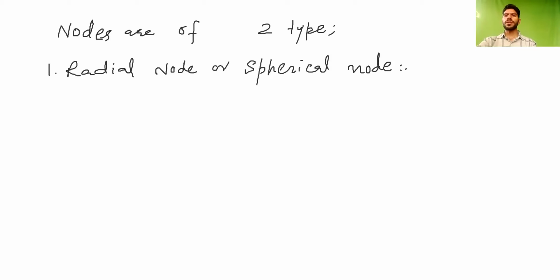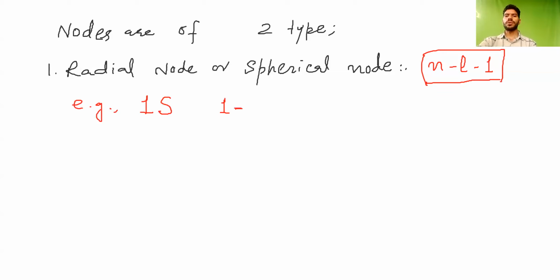So how to calculate radial nodes? The formula is n minus L minus 1. This is the formula with the help of which you can calculate the number of radial or spherical nodes. For example, if I just talk of 1s, can you tell me how many radial nodes will be in case of 1s? So what is the n value? The n value here is 1, minus what is the L value? For s, the L value is 0, right? And then the formula has minus 1. So 1 minus 1, that is 0. So there isn't any node in case of 1s.